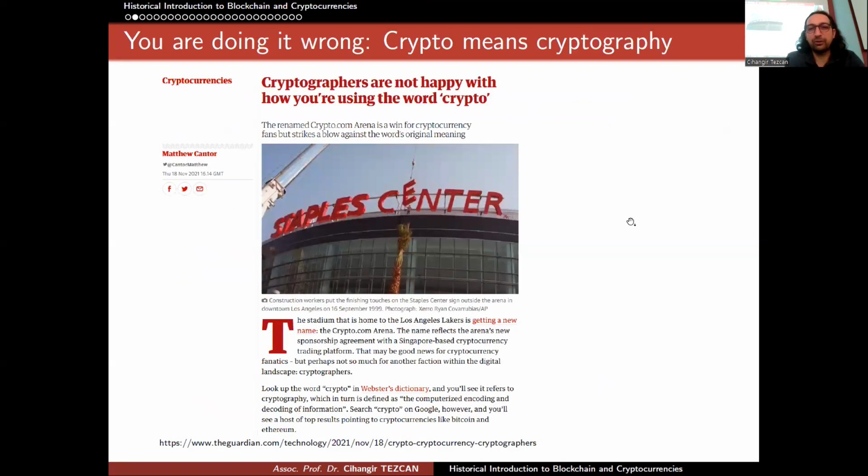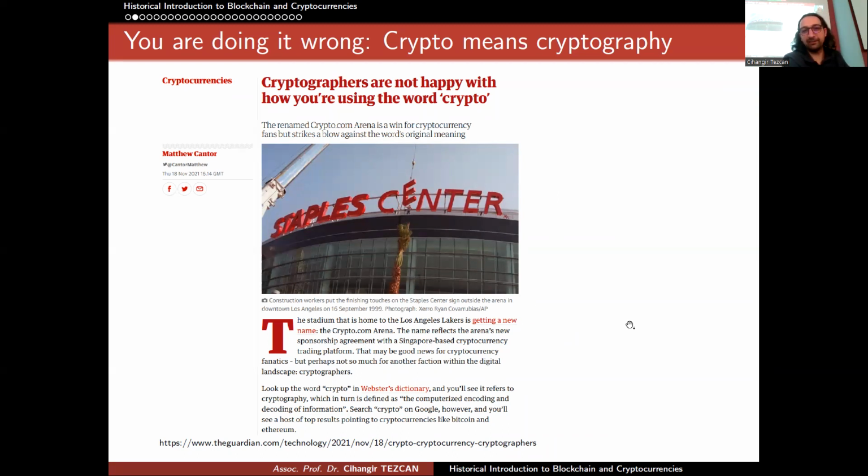Okay, so let's start with the word crypto. Cryptographers are really angry about this. Crypto means cryptography, not cryptocurrency. But if you Google crypto, then you will see a lot of news about Bitcoin and Ethereum and so on. And again, this is news from a recent event. The stadium changed its name to crypto because their sponsor is related to some cryptocurrencies.